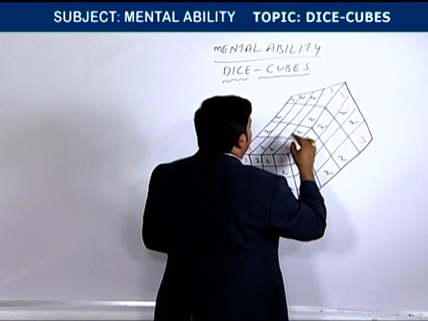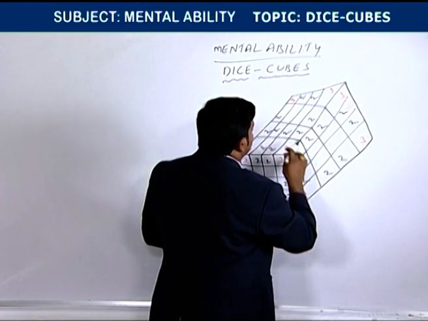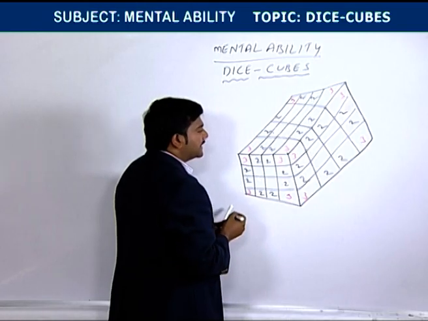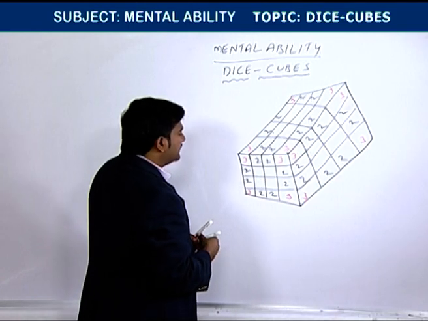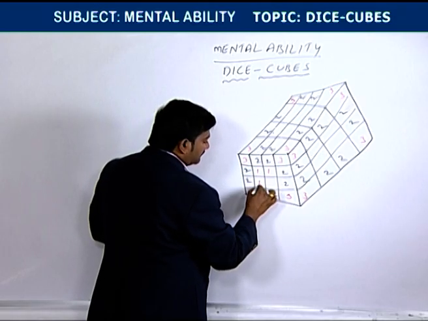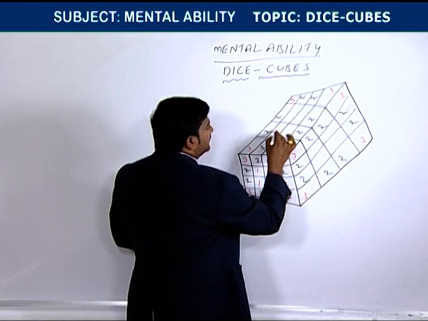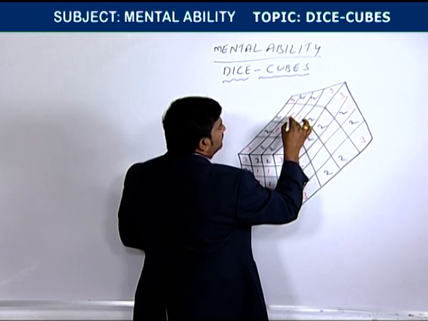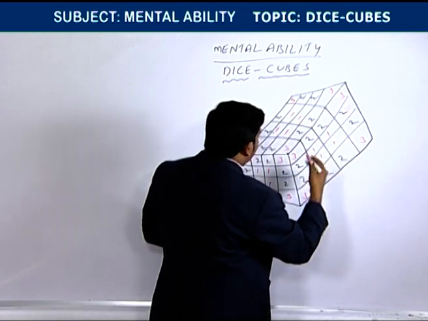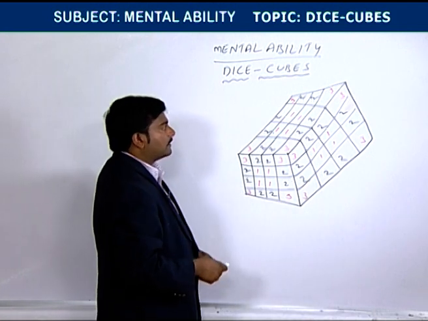Why this 2, why this 3 and all, we will discuss one by one. Why I am taking 2, what 2 is indicating, what 1 is indicating and all, we will discuss. At remaining places take 1 1 1 1 1. Similarly 1 1 1 1. So here also 1 1 1 1. Okay, all blocks are numbered.